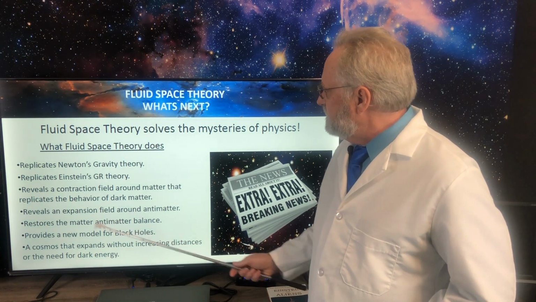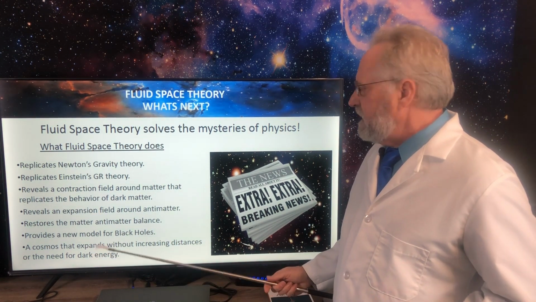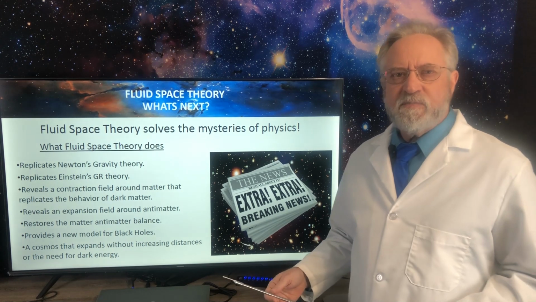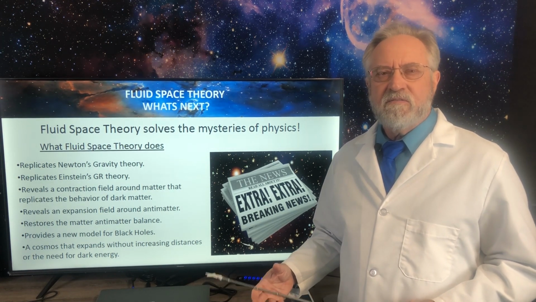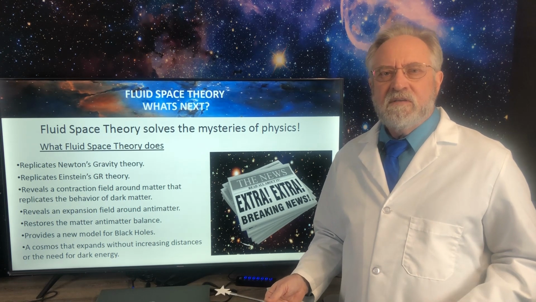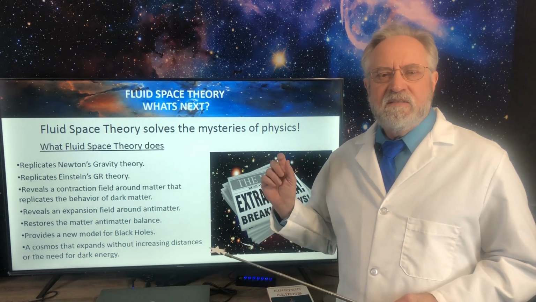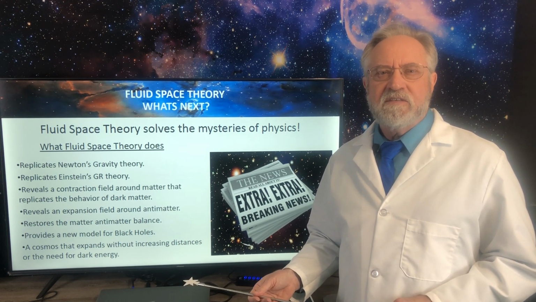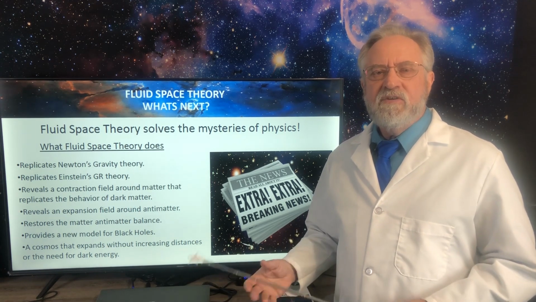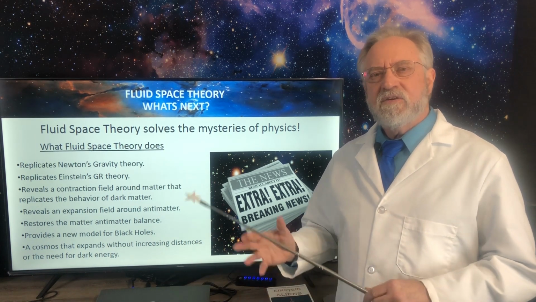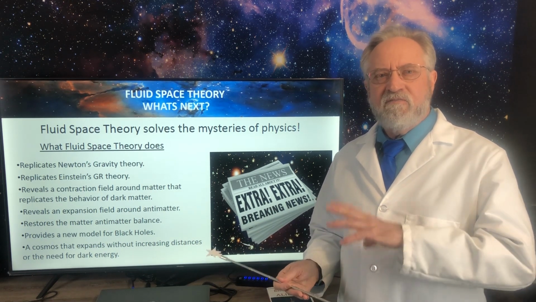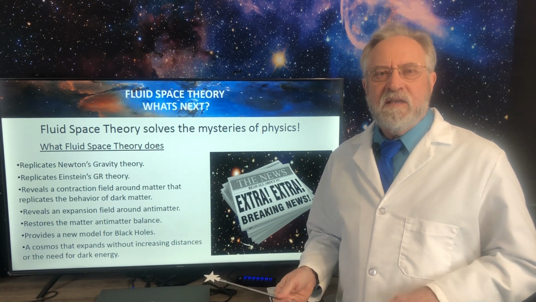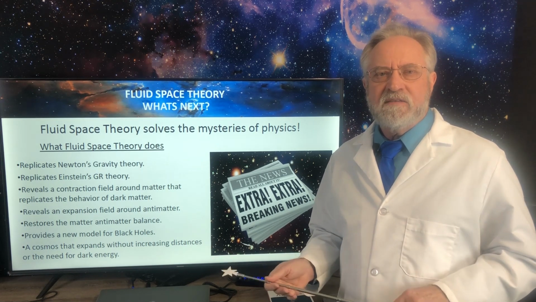Fluid space theory also reveals an expansion field around antimatter. And what this does is restore the matter-antimatter balance, which experiments have shown ought to be there. There really should be an exact parity. So instead of looking for some tiny discrepancy in the production of antimatter and matter, which we don't have any evidence for, now we can say we do have evidence for an exact match. So the space between galaxies and the voids out in the cosmos are probably filled with antihydrogen as a gas that is dispersed by its expansion field.